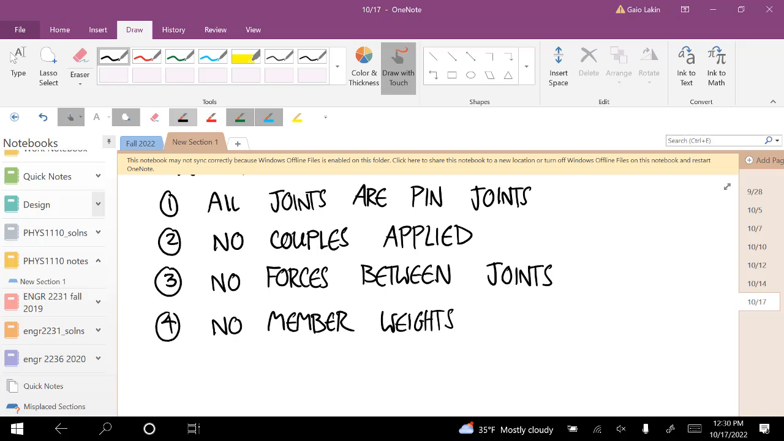Okay, well, the no member weights seems like it's sort of the end of using this method. But that's a reasonable approximation in a lot of cases where the weight of the members is very small compared to the forces that this structure is supporting. And so it's never technically true that you don't have weights, but often you can get good results by treating the members like they don't have weights.